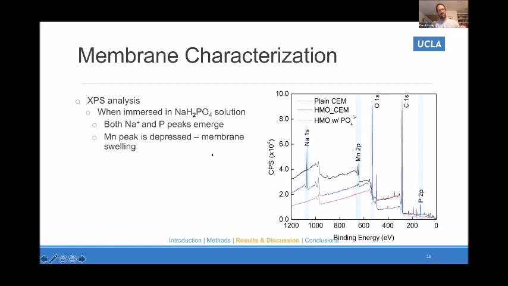When we immersed the material in a sodium phosphate solution, we saw the emergence of both a sodium and a phosphorus peak. So that's great. The other thing we can see here is that the manganese peak is a little bit depressed. We were struggling with this a little bit: when you immerse these membranes in water, they swell up significantly. Because XPS is so surface sensitive, it can only probe the first few nanometers of the surface. Even that little swelling of the polymer obstructed the detection of the manganese in there.